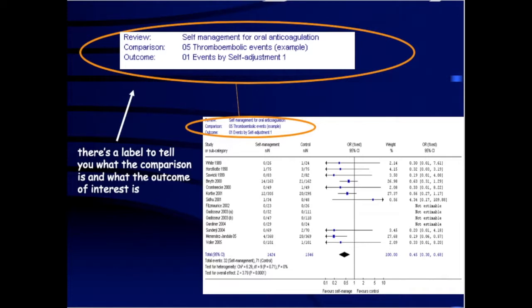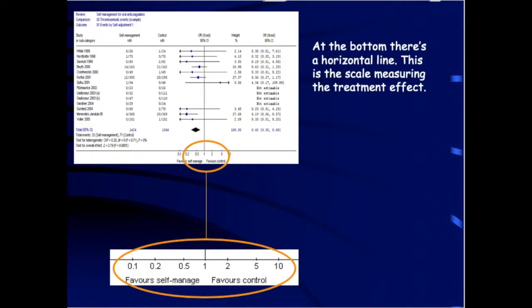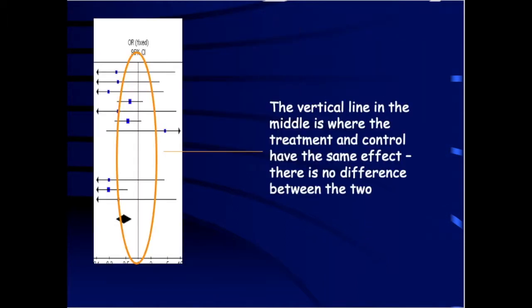So in this example, we can see the self-management of oral anticoagulation, thromboembolic events versus events by self-adjustment. We can see also at the bottom there's a horizontal line. This is a scale measuring the treatment effect. And again, 1 represents our line of no effect in this example. You can see that the graph is showing an odds ratio. And again, an odds ratio is a factor of division, a ratio. So the line of no effect is a 1. The vertical line, again, is the middle. This is the line of no effect.